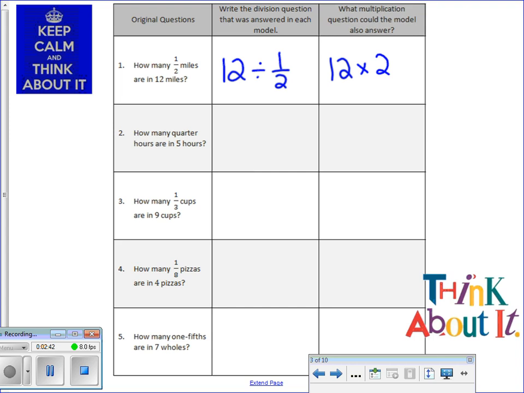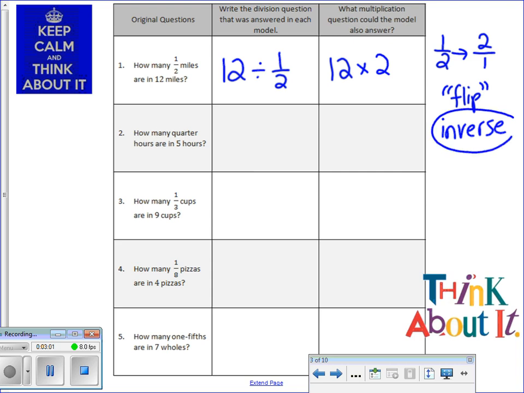When you take a number and you change it, or if you want to say, what'd you say, flip in fifth grade? No. The reciprocal is one word, or we could call it the inverse. So dividing by the fraction is the same as multiplying by the inverse.